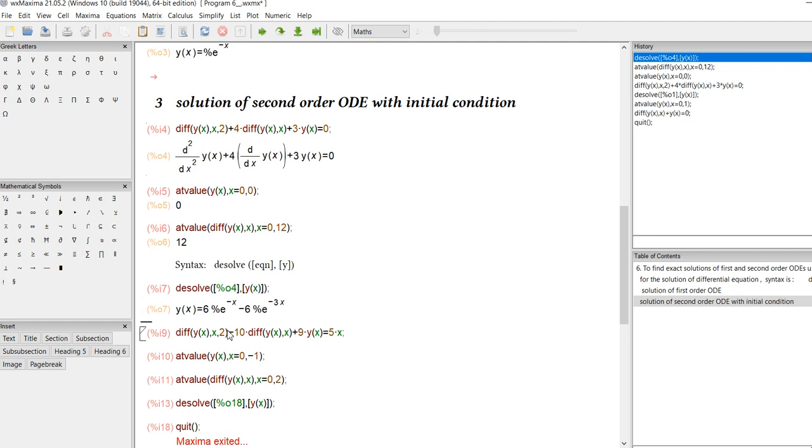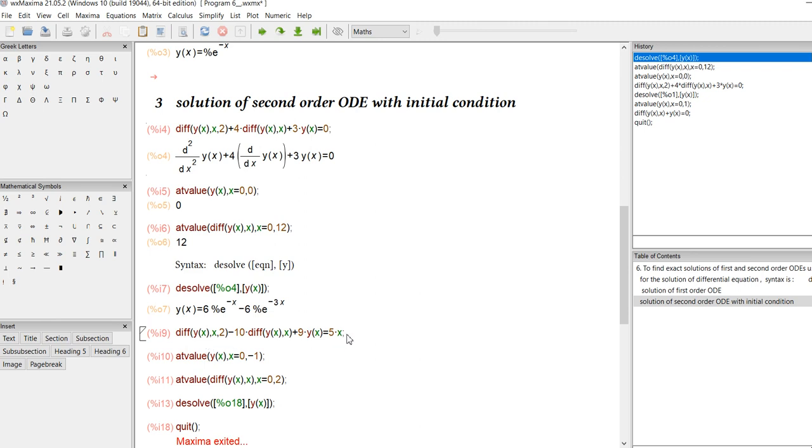You can practice your own. Here look, your right hand side is 0. You can practice more differential equations of second order with constant coefficients. You can enter the variable coefficient also. Variable coefficients I will discuss in the next part.